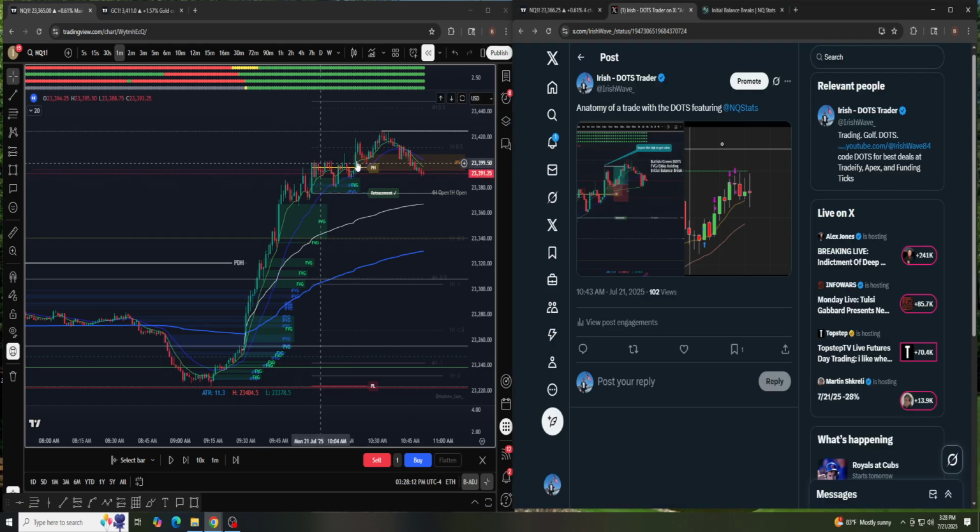I got in on this initial balance setup with the EMAs holding, fair value gaps holding. From here to here, very small. I think it was like 14, 15 points. I'm content with that. That's the recap for the day.